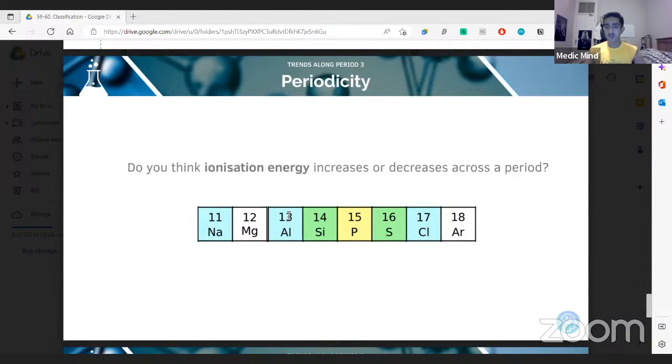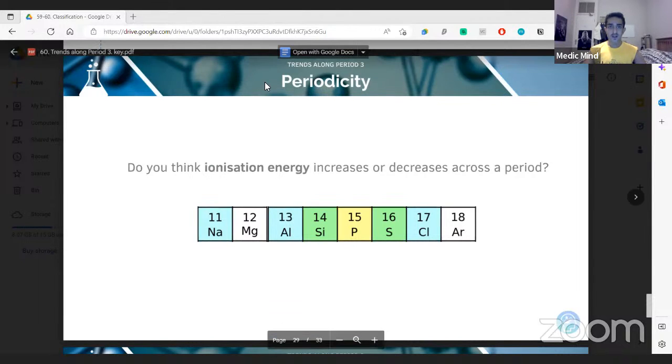Okay, last quick discussion about trends. Ionization energy. Does that increase or decrease across a period? Think about what we already know. We know that the atomic radius goes down because the strength of attraction between the nucleus and the outer electron goes up, which means that there's more force holding those outer electrons in. So then what do we think?